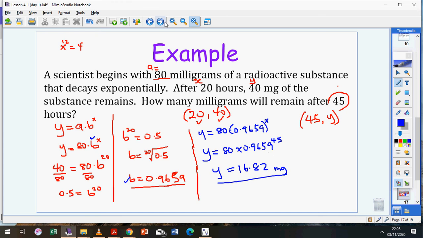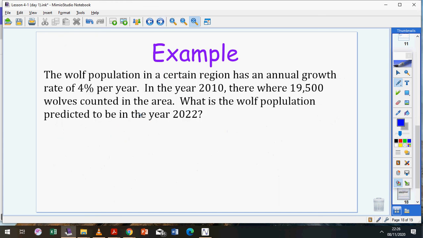Alright, let's look at another one. The wolf population in a certain region has an annual growth rate of 4% per year. So as soon as you see this, you know that my growth factor is going to be 100 plus 4, which is 104%, which I need to write as a decimal before I substitute it, and it's 1.04.